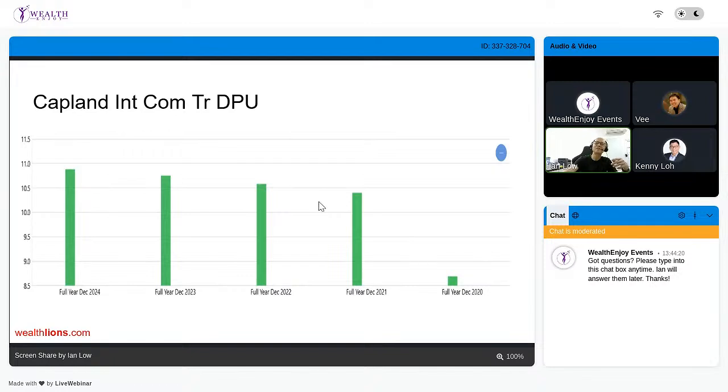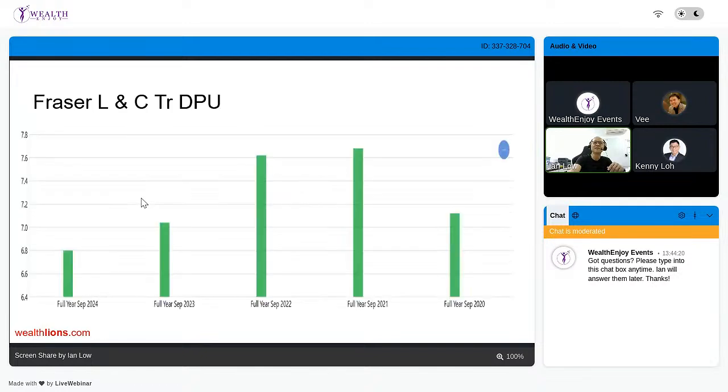CapitaLand Integrated Commercial Trust. Because there was a corporate action a few years ago, we don't have a full 10 years. But you can see overall, as an office and retail REIT, it is rising. This is a very good REIT. I have been buying and I am still adding. So I have a pending order to enter. All right, so I move on.